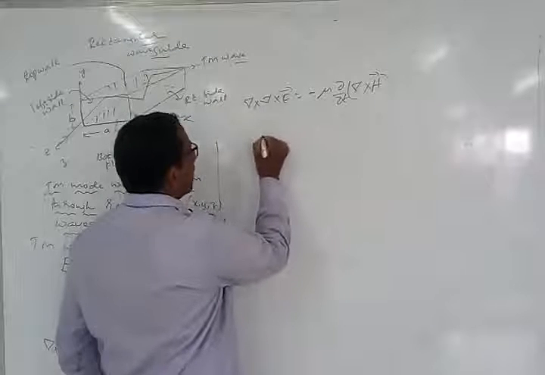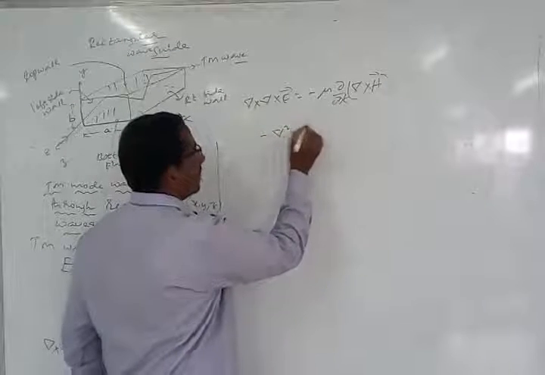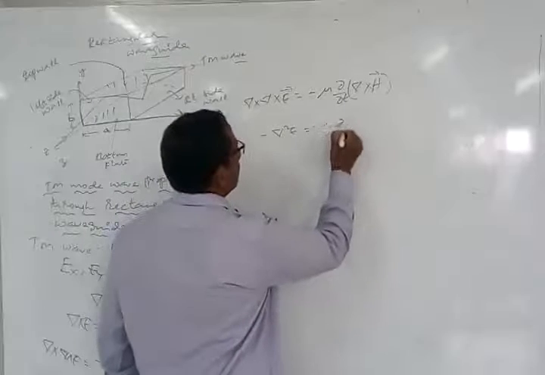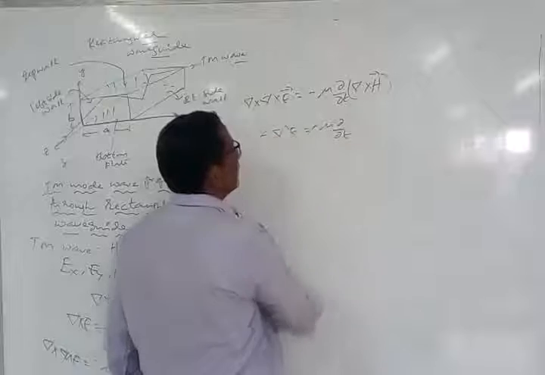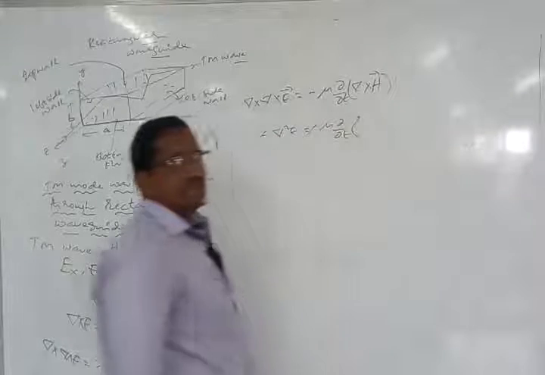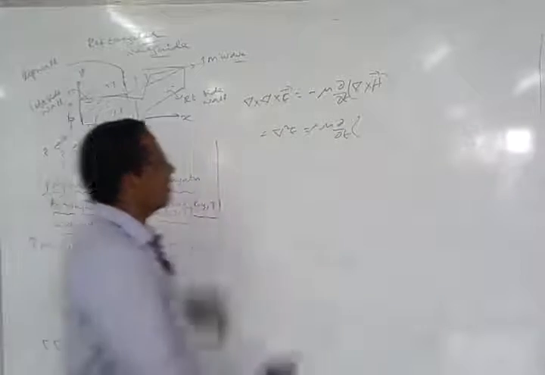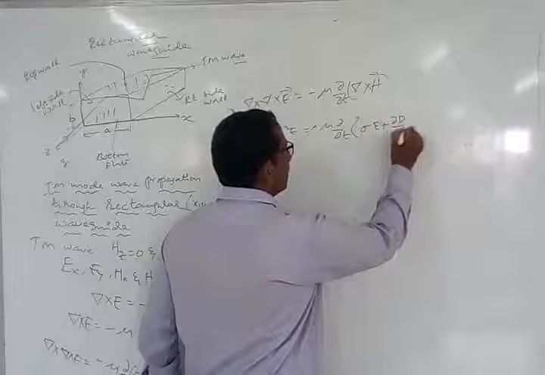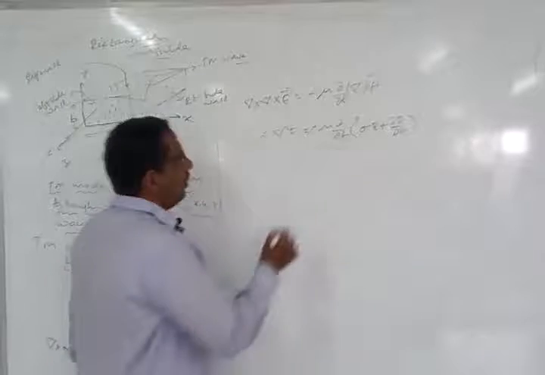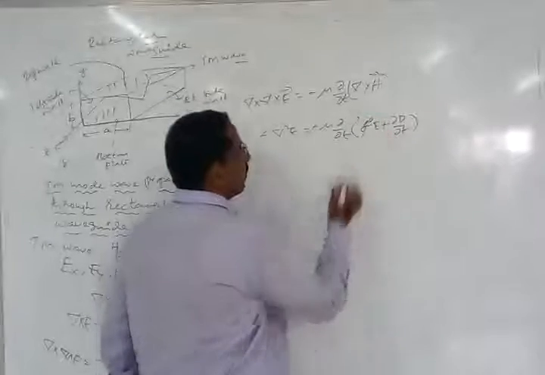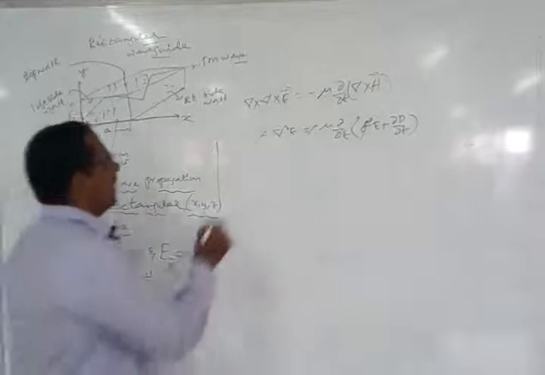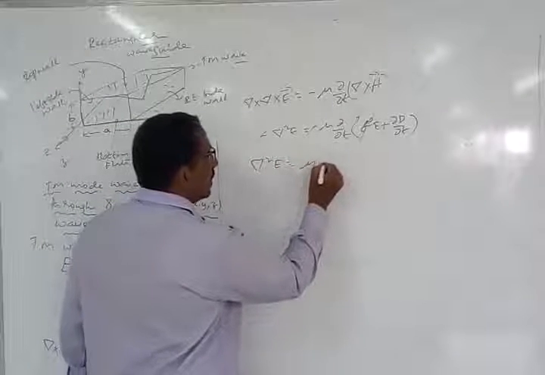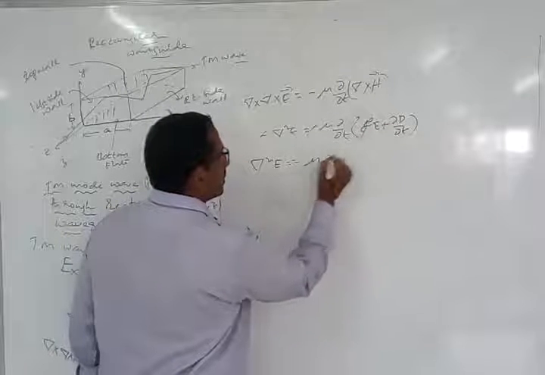Now this I can write as minus del square E, from the vector identity. Now minus mu dou by dou t, this minus obviously will get cancelled, del cross H. What is del cross H? I can write it as sigma E plus dou D by dou t. This is the equation I can have. If I take sigma equal to 0 for a lossless medium, then we can write this as del cross del cross E is equal to minus mu dou by dou t of dou D by dou t.